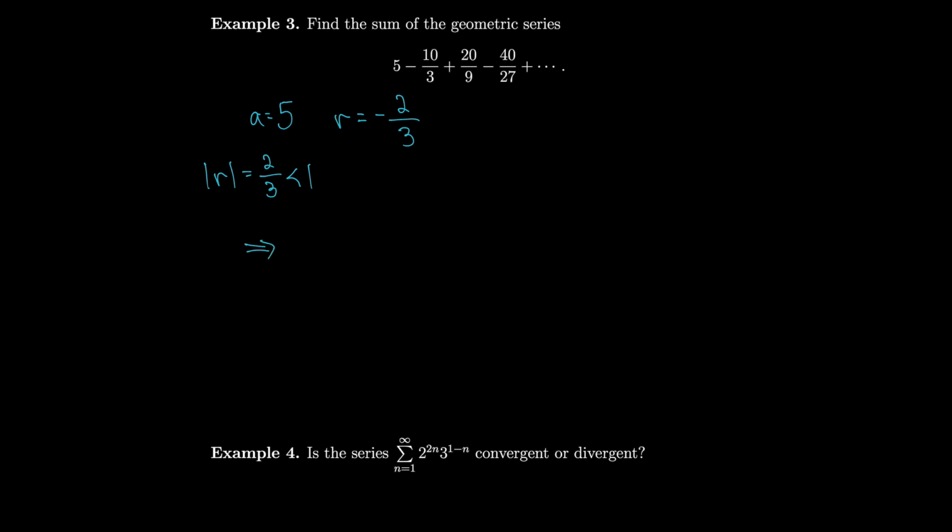So this implies that 5 minus 10/3 plus 20 over 9 minus 40 over 27, adding up, should have a plus sign, just keeps going. That's going to equal a over 1 minus r, which is 5 over 1 minus minus 2/3, which is 5 over 5/3, which is 3.